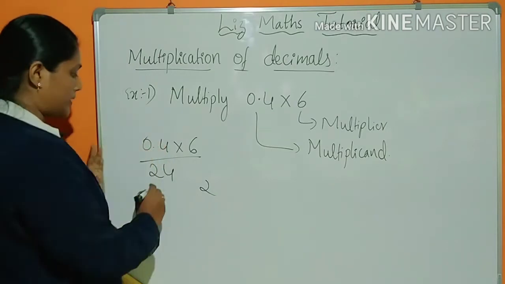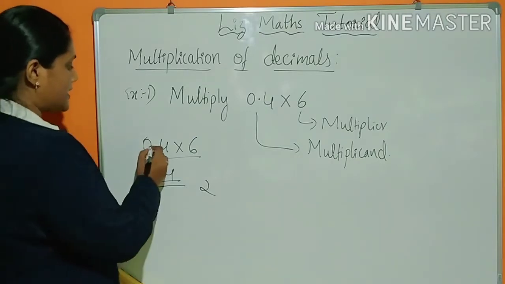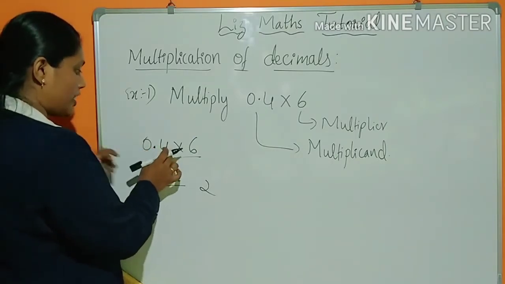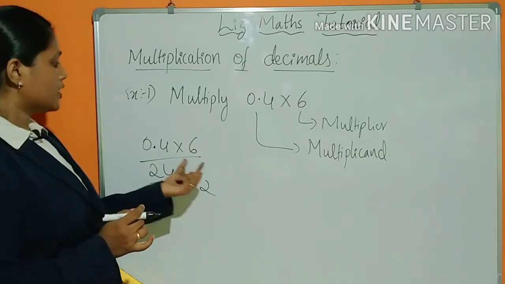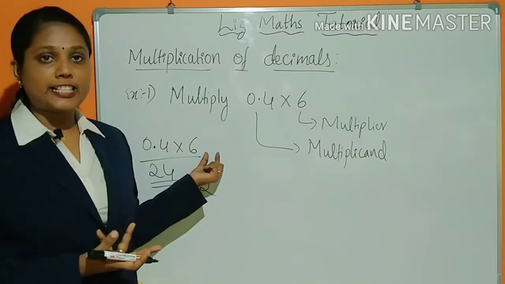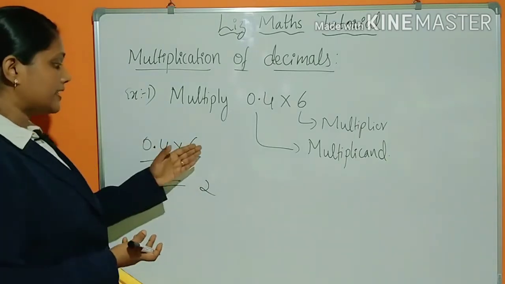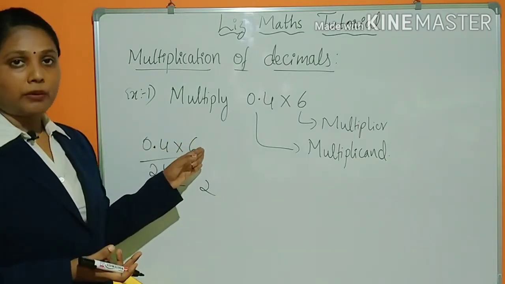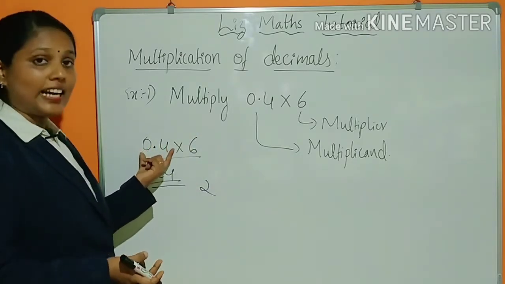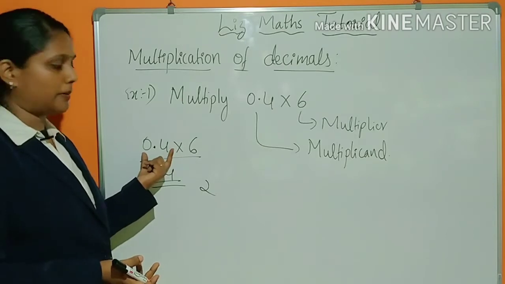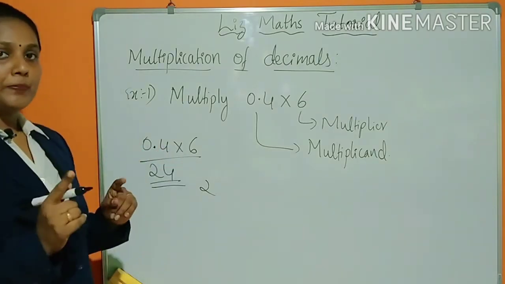So where you have to put this decimal point, that is the question, isn't it? See here, after this decimal point, how many digits can you find? Only one digit, isn't it? Yes. Here you do not find any decimal places in 6 because it is a whole number you multiplied. If there is any decimal number, you have to count that also. But here only the multiplicand is a decimal number, so you can find only one place.